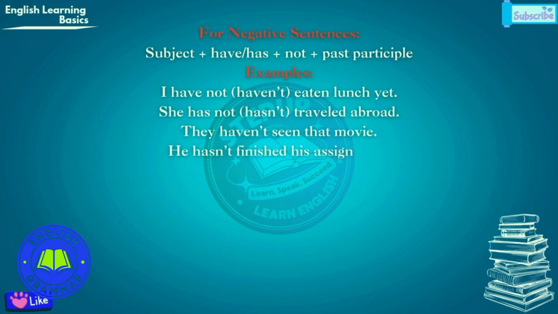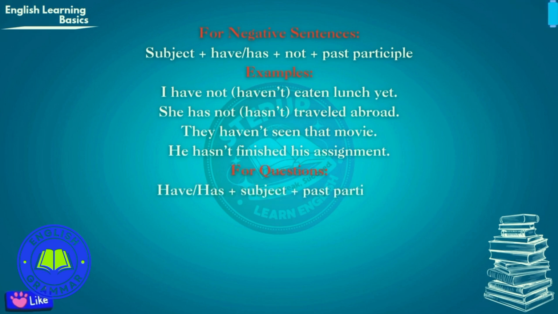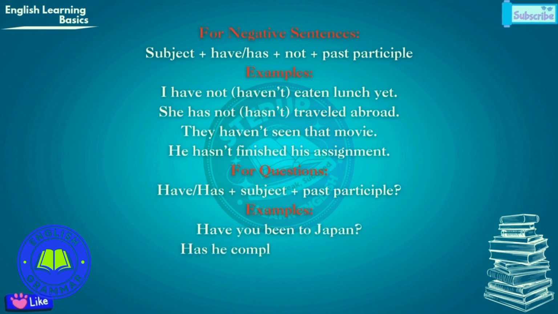For questions: have/has plus subject plus past participle. Examples: Have you been to Japan? Has he completed the project? Have they visited the museum? Has she read that book?